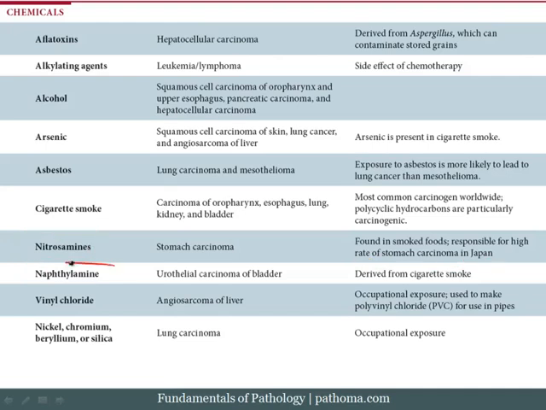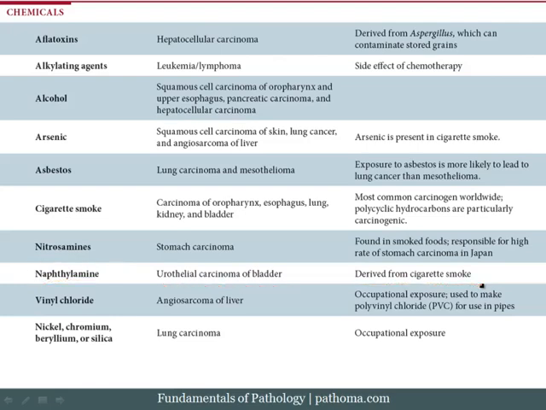Naphthylamine is associated with urothelial carcinoma of the bladder, and it's also a derivative of cigarette smoke. So again, the same concept here, and that is that cigarette smoke contains multiple carcinogenic agents, not each of which, but the key ones you should be familiar with: polycyclic hydrocarbons, which are particularly carcinogenic, arsenic, creating squamous cell carcinoma of the lung, and then naphthylamines related to urothelial carcinoma of the bladder.